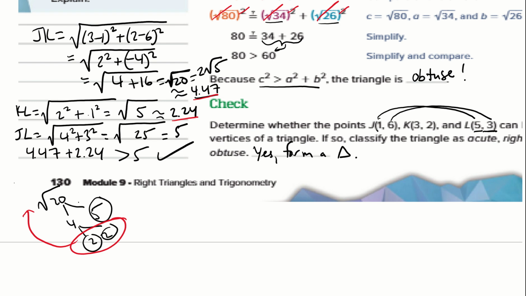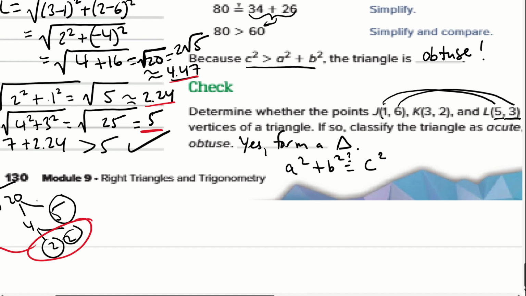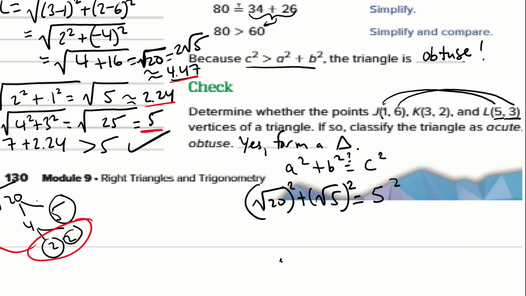Now, what kind of triangle is it? We're going to use the Pythagorean theorem. Let's remember the biggest side here is 5, right? So we have a squared plus b squared equals c squared question mark, but we don't know if it's greater than, less than, whatever. We know that c has to be 5. We know a and b could be whichever. So let's do the square root of 20 squared plus the square root of 5 squared is equal to 5 squared.